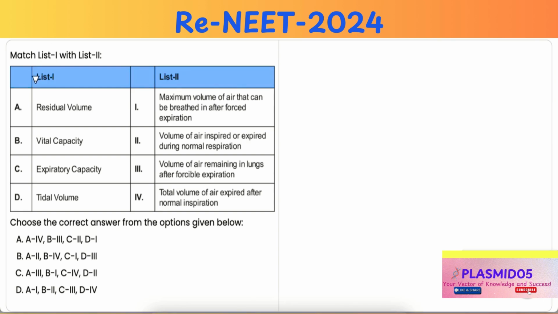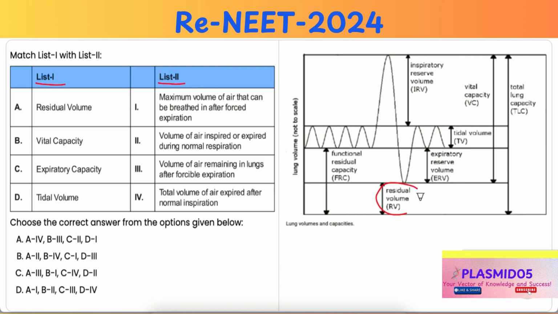You have to match the components of list 1 with that of list 2. Now, residual volume is the amount of air that remains in lungs after a forceful expiration. That is, this air cannot be expelled completely and helps to keep the lungs partially inflated. Thus, A matches with 3. Now, vital capacity is the maximum amount of air a person can exhale after taking the deepest possible breath, which includes inspiratory reserve volume, tidal volume, and expiratory reserve volume. Thus, B matches with 1.